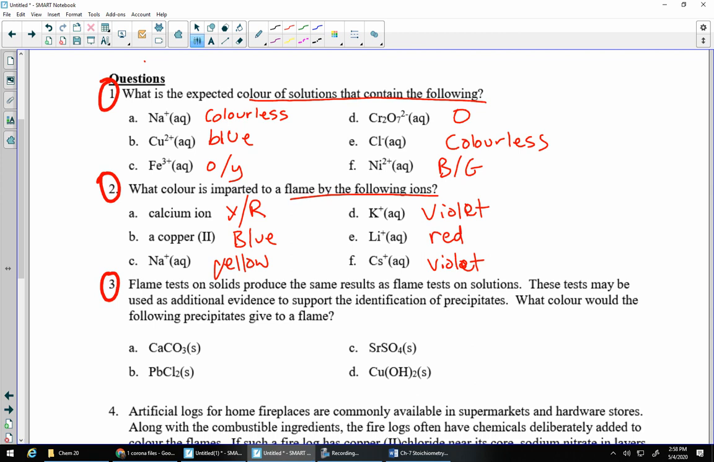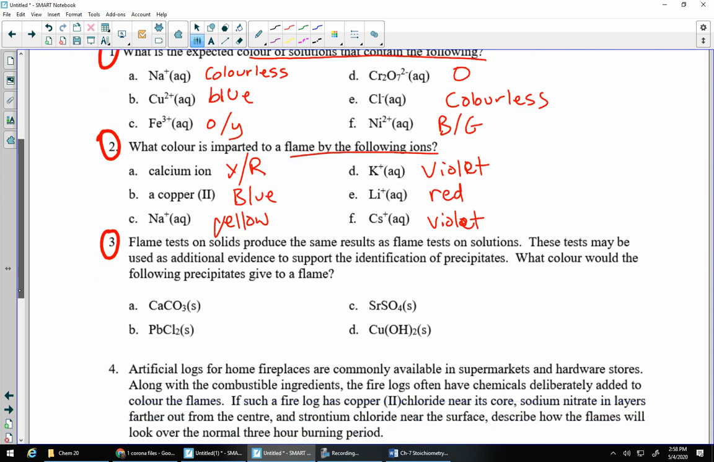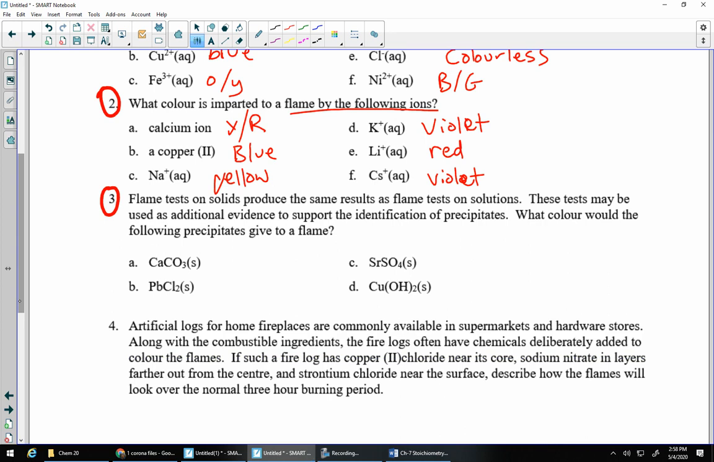So flame tests on solids actually produce the same color that they would on solution. So if the ion's burning, the ion is burning, is what question 3 is all about. So with this one, it gives us the full-on chemical formula that says these are some precipitates that have formed from some chemical reaction. Could we predict what color they would actually be? So carbonate, not on the list, doesn't burn in particular colors. Same with chlorine, same with sulfate, same with hydroxide. Notice it's always the metal ions, not usually, always the metal ions.